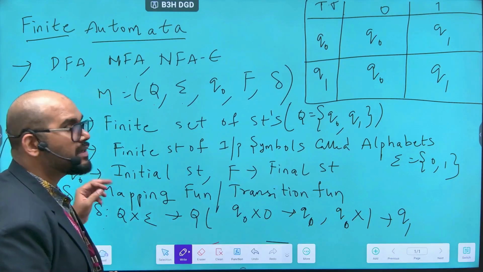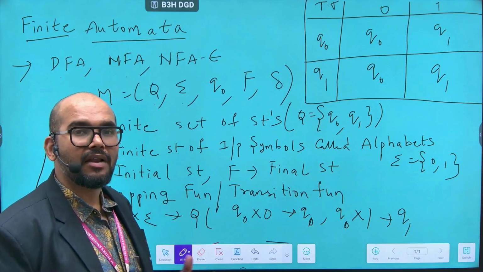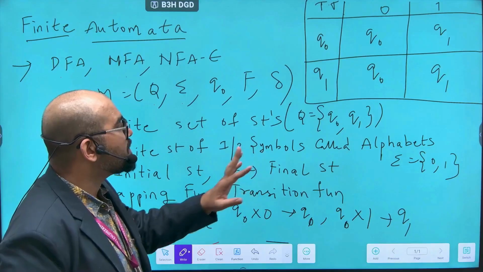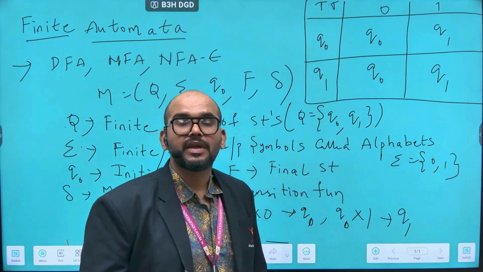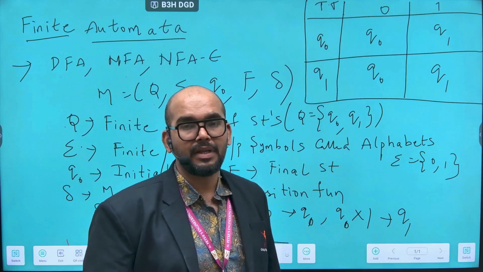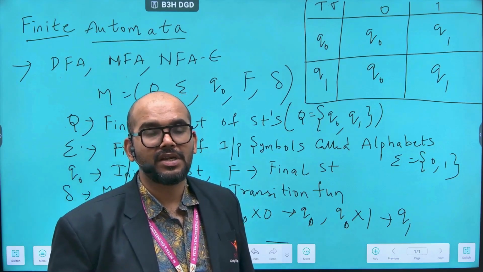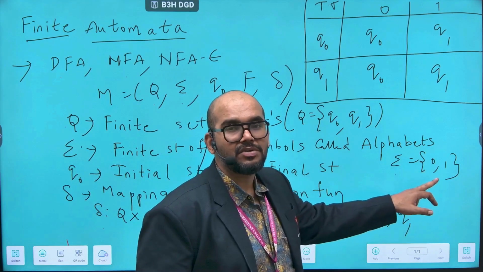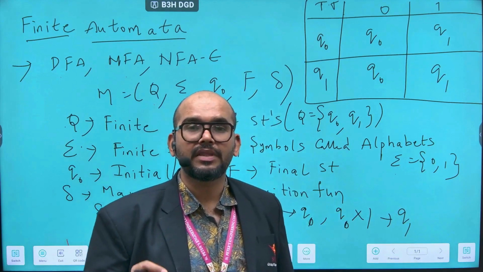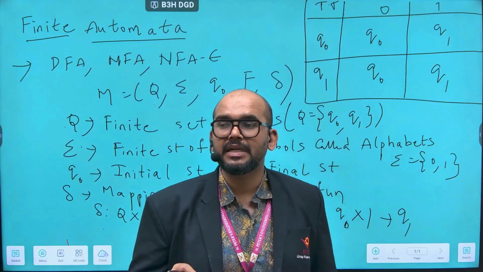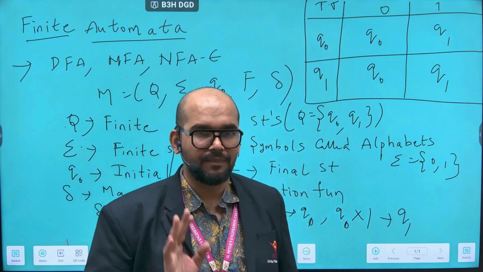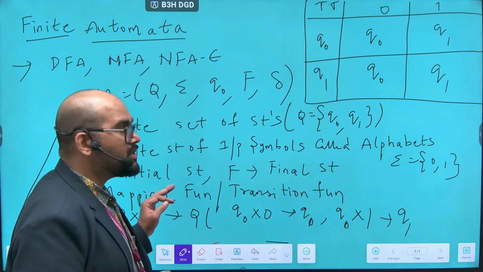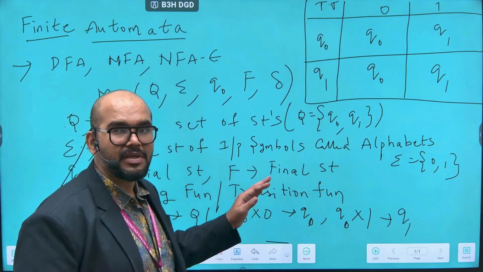So the next one is sigma. Sigma means alphabet. So here it comes under a finite set of input symbols called alphabets. In the previous example, we are defining every string with 0 and 1. So here our alphabet sigma is equal to {0, 1}. It means within this particular language we represent every string with 0 or 1. Next, q0. q0 means initial state. Capital F means final state.